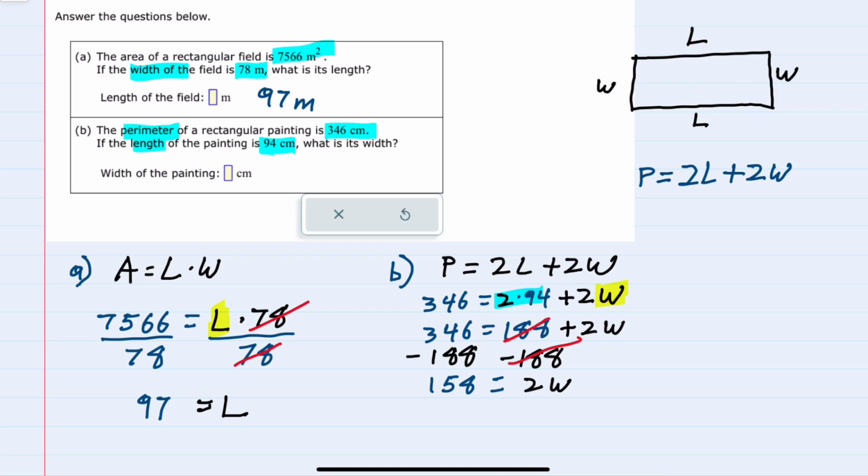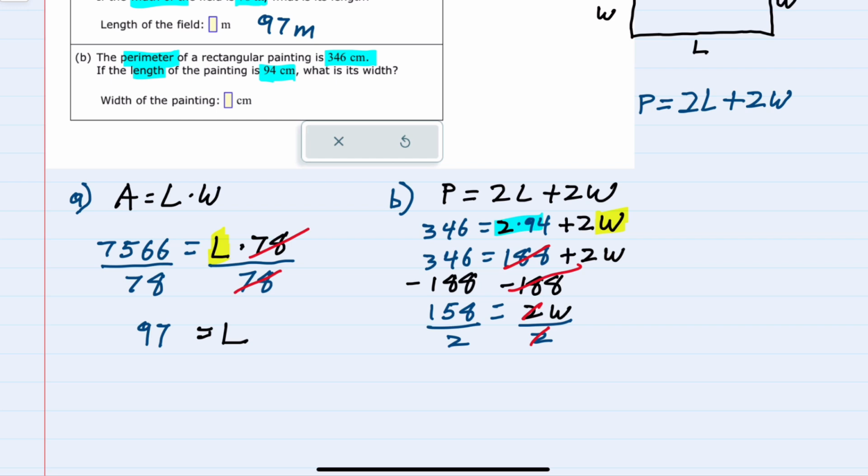I would need to undo multiplying by 2 by dividing by 2 on both sides, canceling to get that W by itself, and leaving myself with 158 divided by 2 is 79. So the width of our painting is 79 centimeters. And we were able to solve both of these, A and B, by using the formulas for perimeter and for the area of a rectangle.